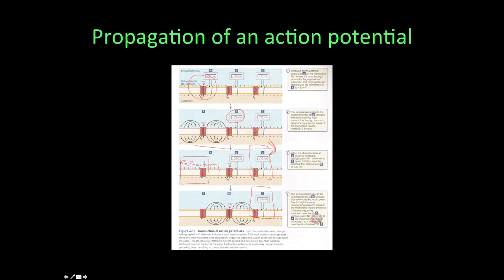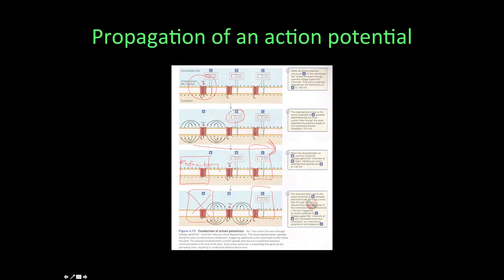Voltage-gated Na plus channels at A, which is here, are inactivated. Alright, so why? Because it's going through its refractory period. Alright, so a new action potential is not initiated at A. So there's no action potential at A because it's going through its refractory period. So it keeps going forward. The action potential is propagated forward.